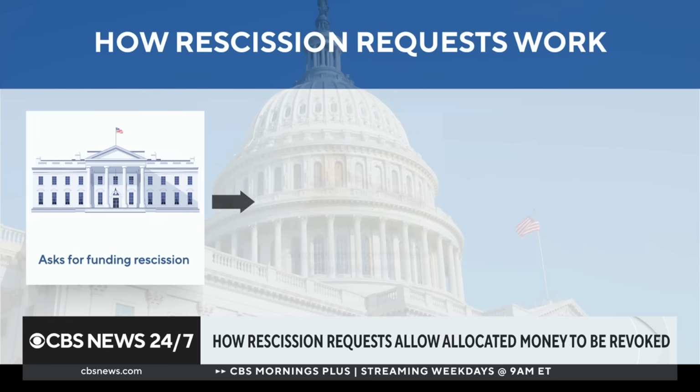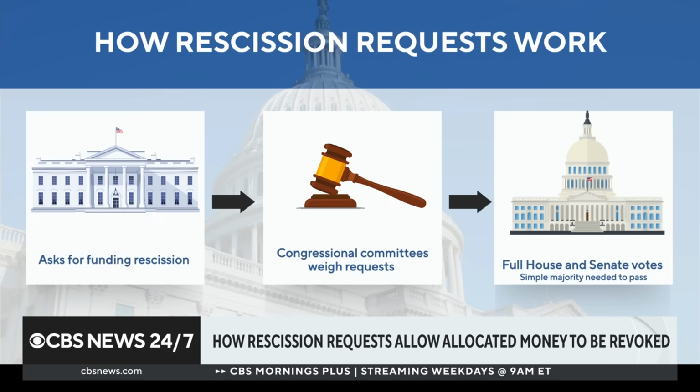And once the White House submits the formal rescission request, it will go to the relevant congressional committees. For a USAID funding cut, it would go to the Senate and House Foreign Affairs committees, which oversee that program. Those committees review the requests and send them to the Senate and House for full chamber votes. The request only needs a simple majority to pass each chamber.